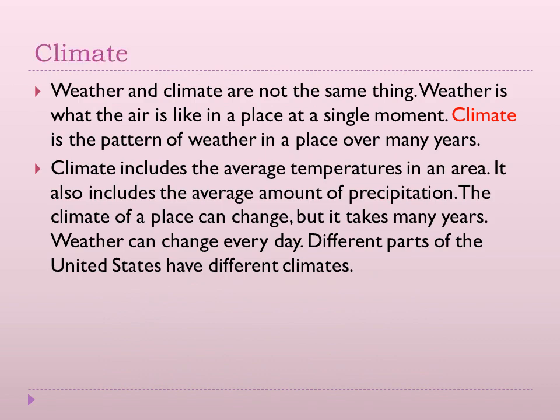Now, climate. Weather and climate are not the same thing. Weather is what the air is like in a place at a single moment, as we know. But climate is the pattern of weather in a place over many years. Climate includes the average temperature in an area. It also includes the average amount of precipitation, meaning rain. The climate of a place can change, but it takes many years. Weather can change every day. Different parts of the United States have different climates.